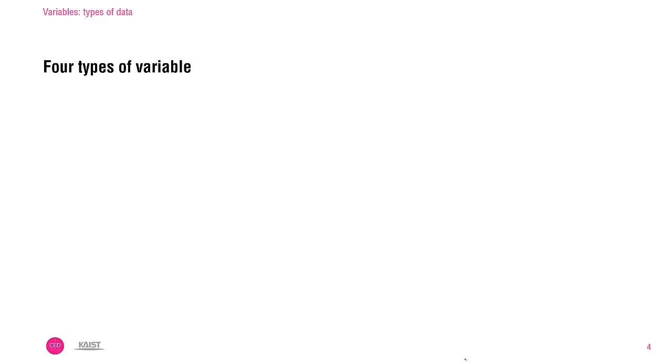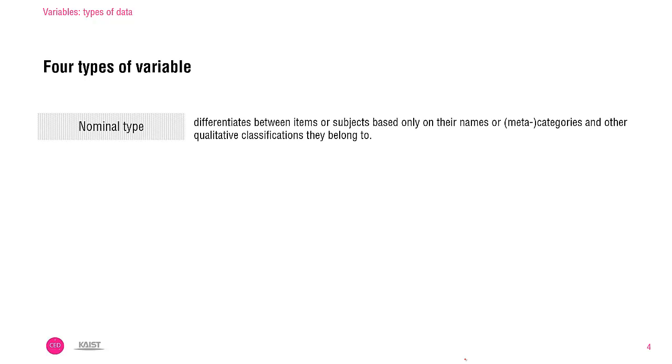So there are 4 types of variables. They are nominal type, hierarchical or ordinal type, interval type, ratio type. The nominal type differentiates between items or subjects based on their names or categories and other qualitative classifications they belong to.